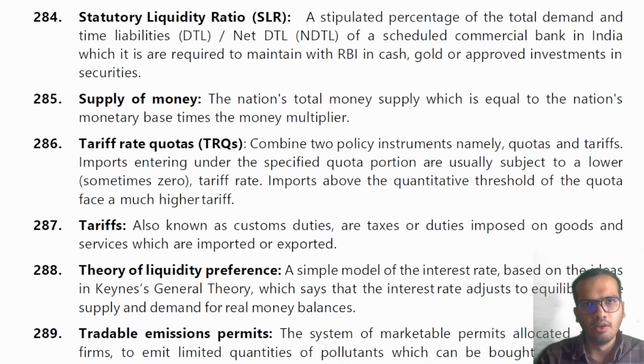Then we have number 285, supply of money. So the nation's total money supply, which is equal to the nation's monetary base times the money multiplier.